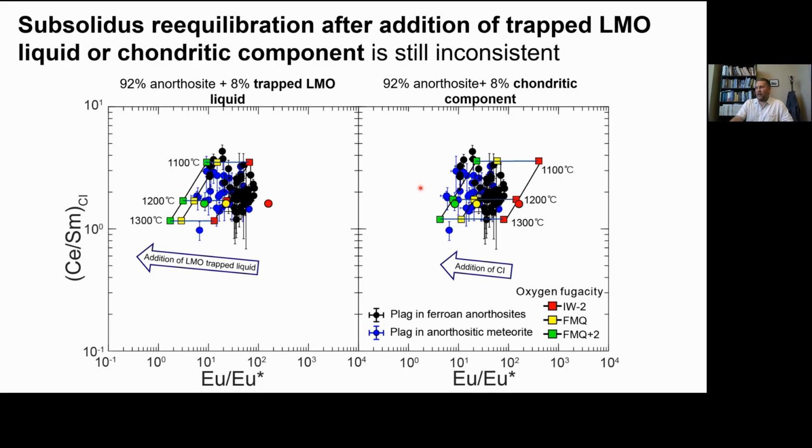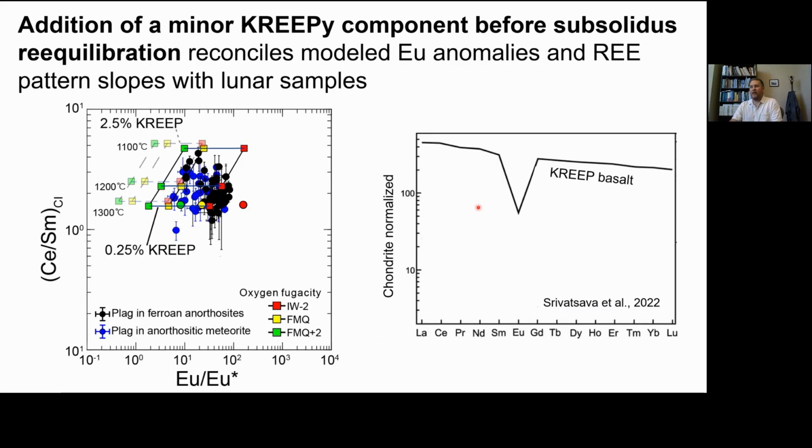You know, the moon is constantly suffering impact bombardments. Maybe adding a chondritic component is a reasonable thing to do. It doesn't do enough in terms of shifting the composition over the natural samples. So then finally, we tried adding a minor KREEP component to this system, and then imposing the subsolidus reequilibration on top of that. All right, and for our KREEP component, we chose a representative KREEP basalt, but we're agnostic about what this KREEP component is.